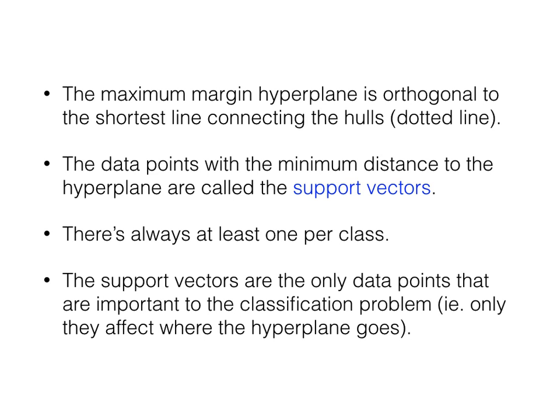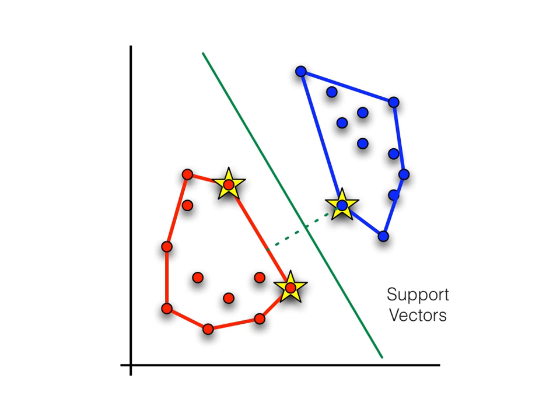The data points that are at that minimum distance to the hyperplane are called the support vectors. There's always at least one per class. And it turns out that the support vectors are the only data points that are important to the classification problem. They're the only ones that affect where the hyperplane goes.